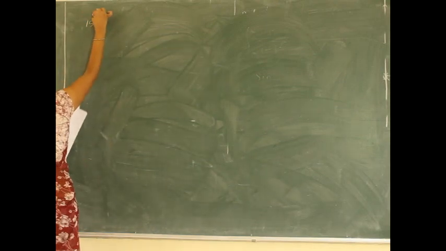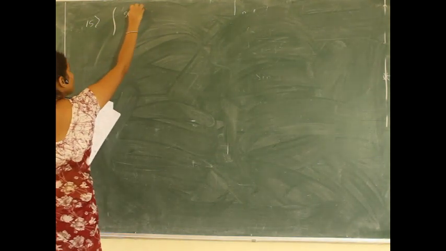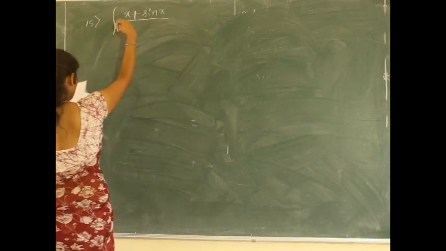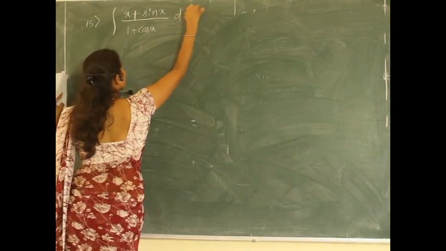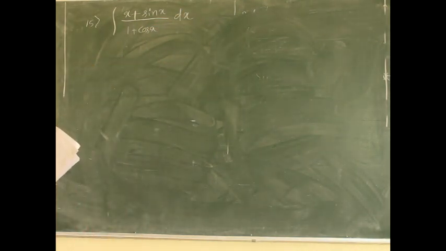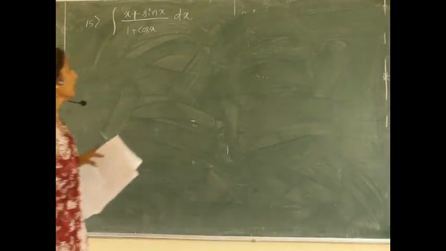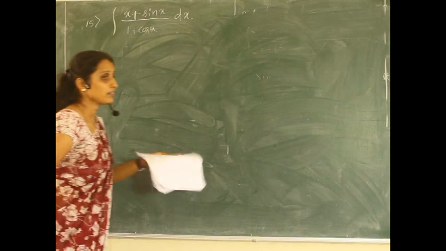So this is the 14th question. The next question is the 15th one: integral of x plus sin x divided by 1 plus cos x, dx. So how can we simplify this? We cannot make the substitution, and it is not like the derivative of the denominator is the numerator.